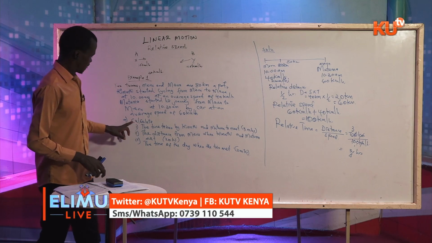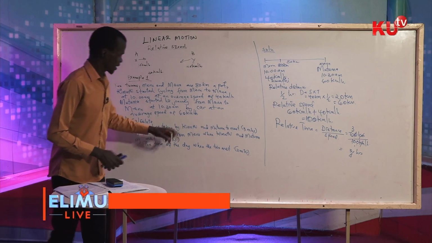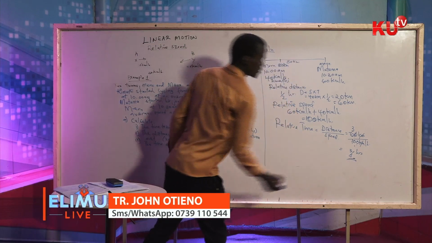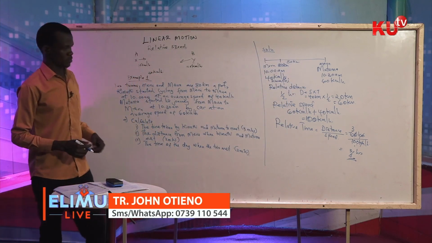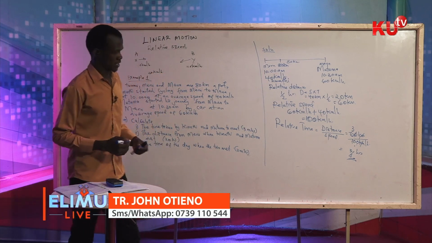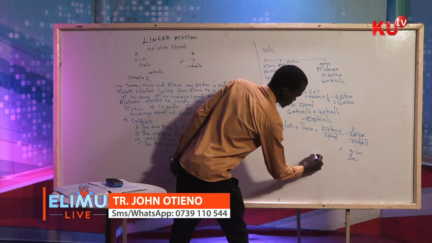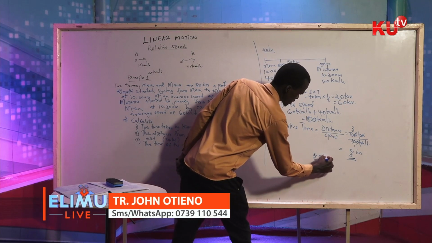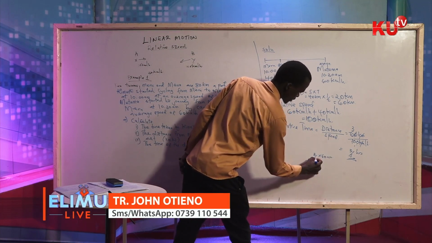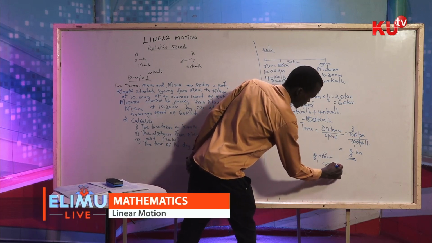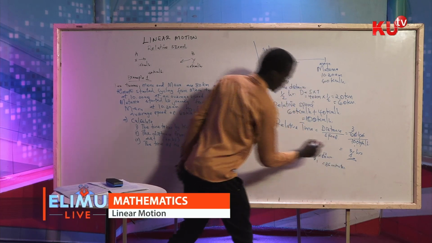Part A, calculate the time taken by Kimathi and Mutuma to meet. So they took 3 over 5 hours to meet. Now we can change this into minutes. So if you are changing it to minutes, we have 3 over 5 multiplied by 60 minutes. So they took 36 minutes for them to meet.